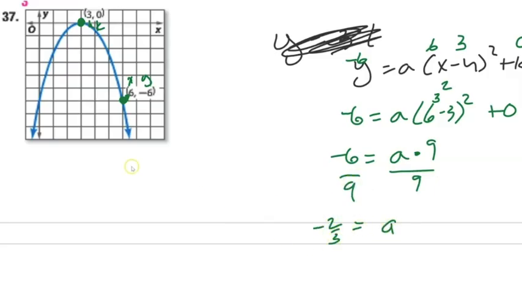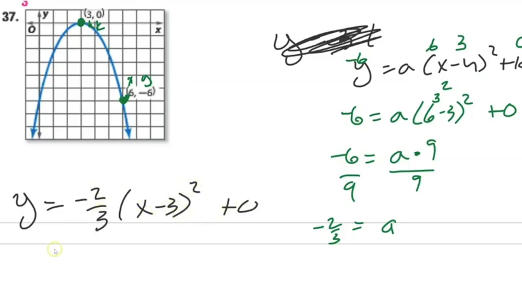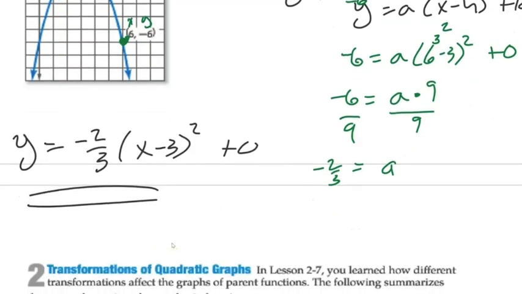Once you have that, I want the equation rewritten. We're going to plug it all in. It's going to be y equals the a value, which is negative 2/3, times x minus 3 squared plus 0. That's going from graphs to writing an equation. Okay, next up, a little more review.